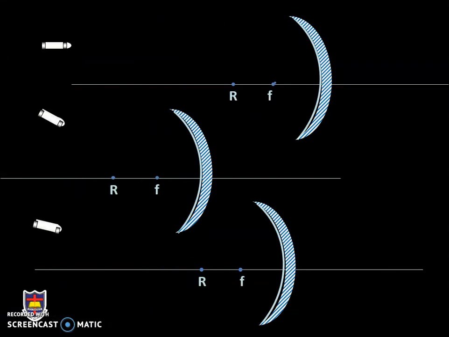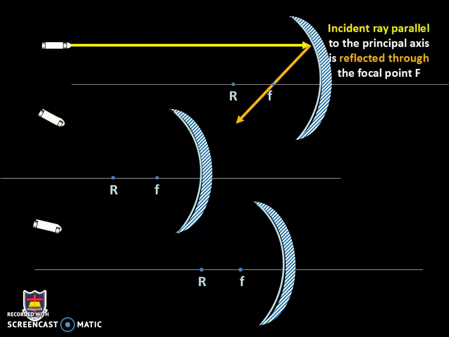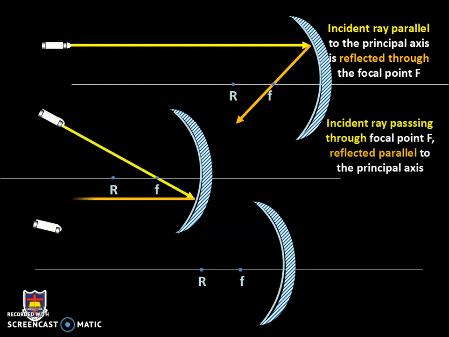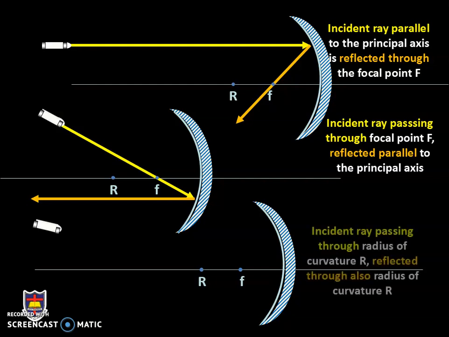Three types of light rays can be applied to the concave mirror. First, an incident ray that is parallel to the principal axis is reflected through the focal point F. Next is the incident ray passing through the focal point F, reflected parallel to the principal axis. The third one is the incident ray passing through the radius of curvature R, reflected through the same point.